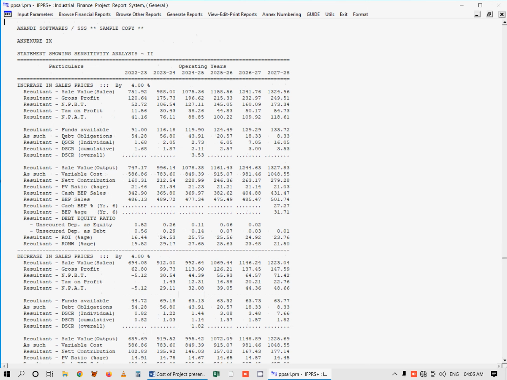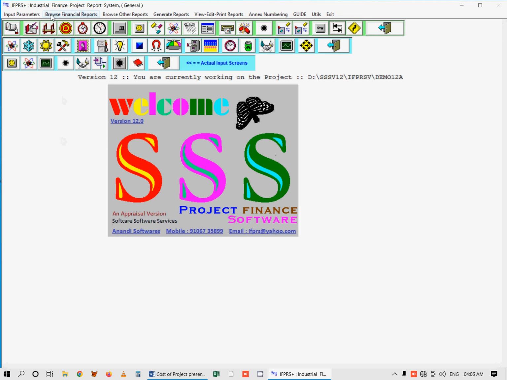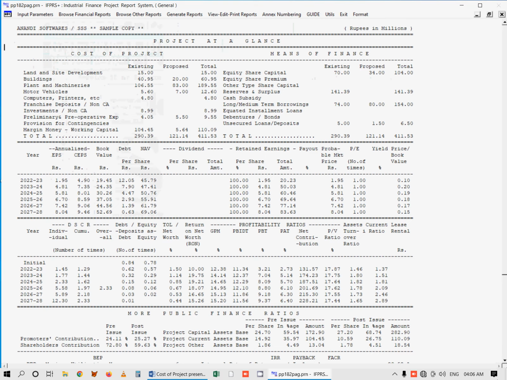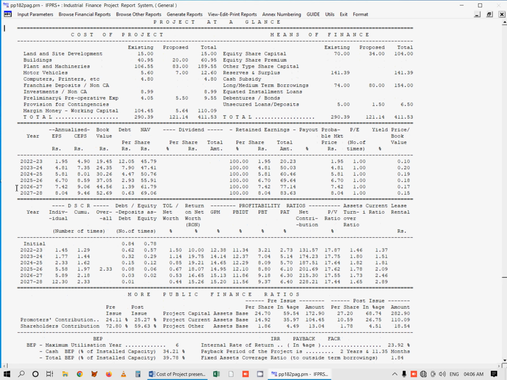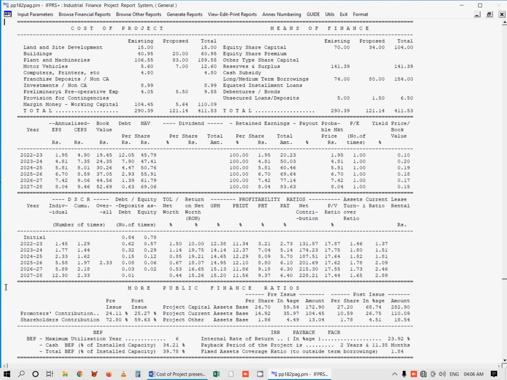Project at a glance. Project at a glance, as a summarized view, is a nice consolidated statement of all financial ratios and analyses, all in a one-page view, enabling you to read all ratios in conjunction with one another, ensuring nothing overlaps or goes out of sight.